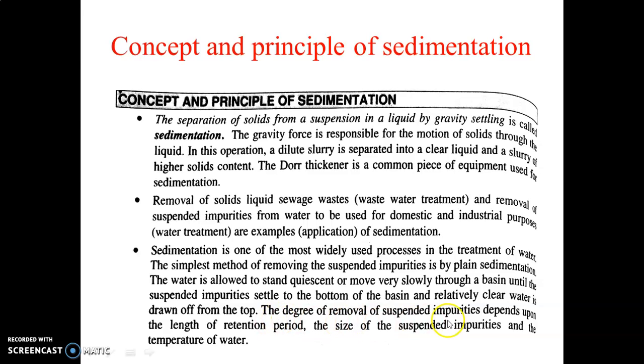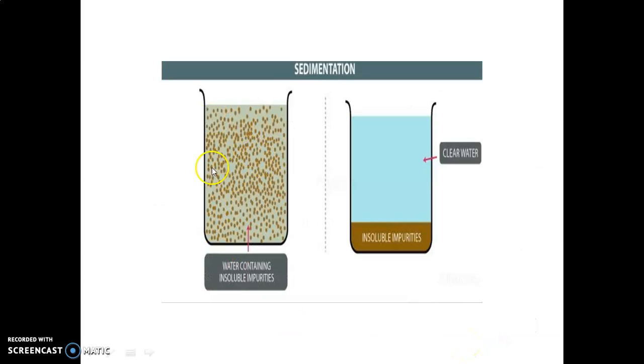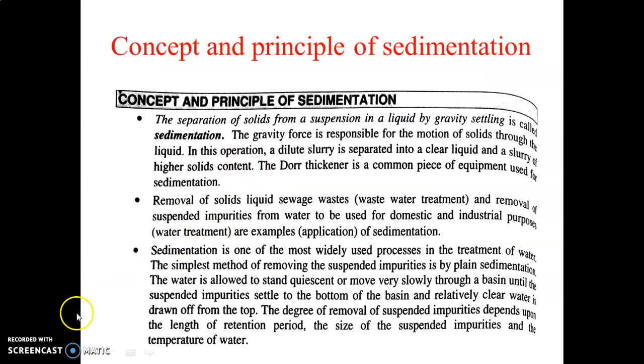How will the suspended impurities be removed, and to what degree? That will depend upon the length of the retention time. That means how long you have kept that liquid as it is. That is called the retention time. Then the size of the suspended impurities, and the concentration of that suspension. And the third point is the temperature of the water. Depending upon these three parameters, you can remove the suspended impurities.